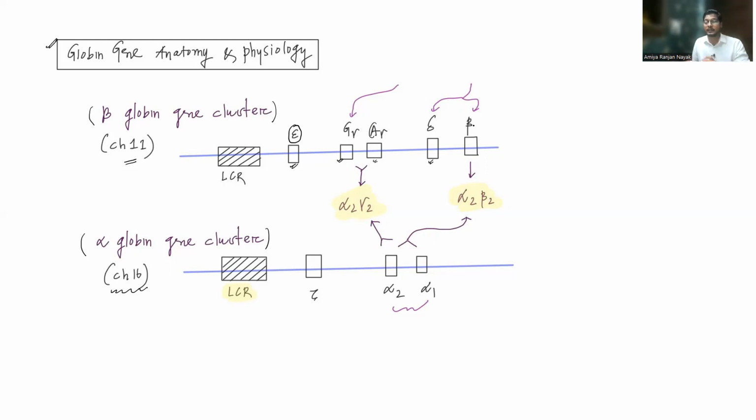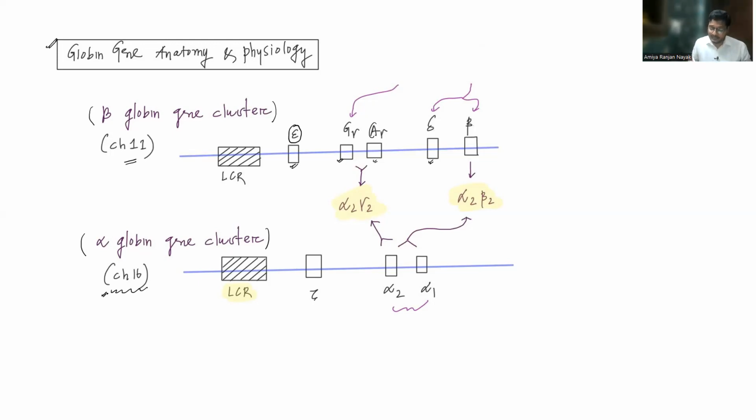I mean beta-like globins. Okay, so I'm repeating it again. Epsilon, gamma, delta, beta, they all come under this beta globin gene cluster. And epsilon, gamma, and delta are otherwise known as the beta-like genes. Similarly, if you see chromosome 16, it will contain the alpha globin gene cluster.